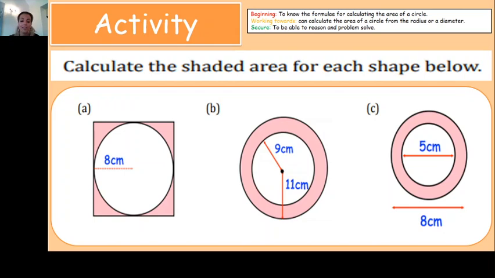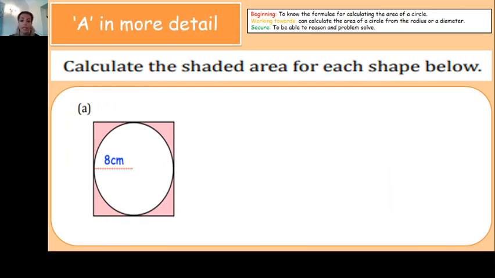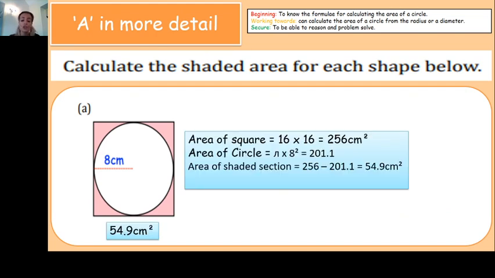So the shaded area. So if we look at that first one in a little bit more detail, what we've actually got here is a square and a circle. If you look at the square, you know that one of the sides of that square would be 16 centimetres, because the radius of the circle is 8, so therefore the diameter, which would also be the length of one of the sides, would be 16. So area of a square, height times base, so 16 times 16 gets you 256 centimetres squared. Okay, so that's the area of the square.